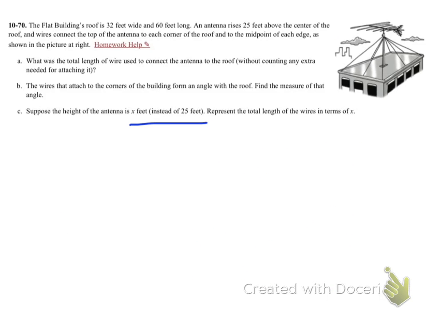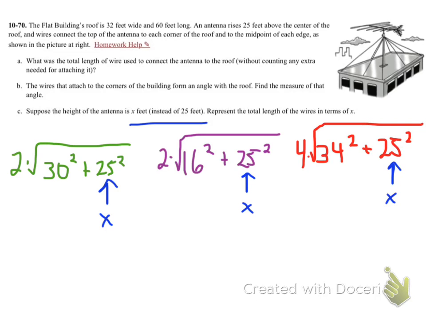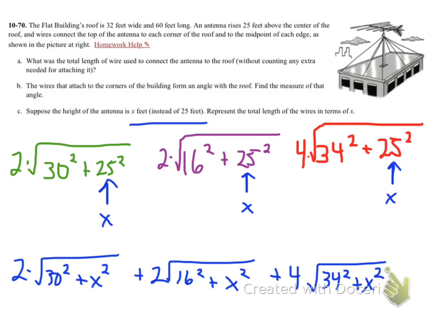And the last problem, part C, we're taking a look at now, what if the height of the antenna is x feet instead of 25? So what we want to do then is look at what we did before. And before we figured out this, when the height was 25, but now we're going to come up with this in terms of x. So instead of using 25 in each step, we're going to substitute in x. And we're going to come up with that. We cannot solve that because we do not have an x value, but for any x value now we could substitute that in and solve for it. And there's problem 10-70.